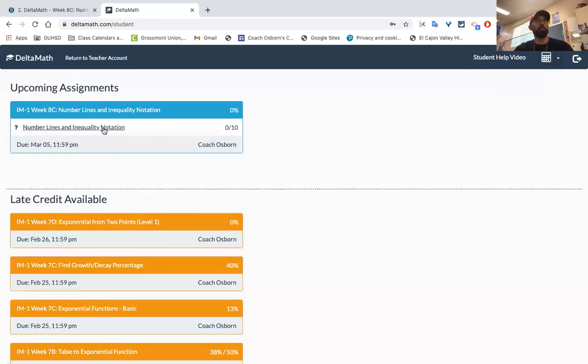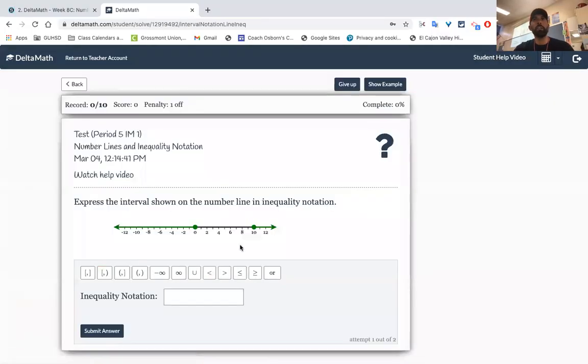Okay, now in this Deltamath assignment, you're going to get a combination of problems where it gives you a graph, and then you have to come up with the statement or notation. And then it's going to give you the statement, and then you have to graph it. Okay.